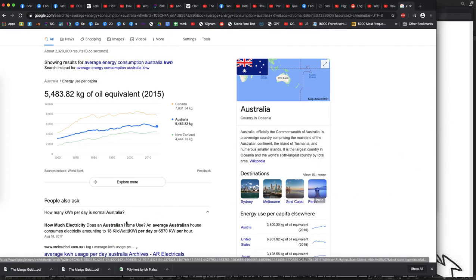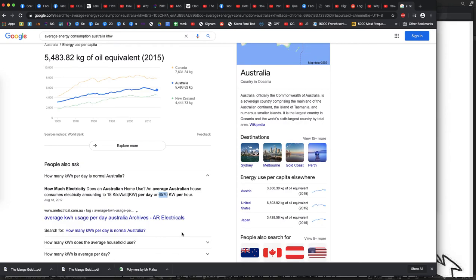Okay, so per day, it depends. When we talk about energy consumption, we're talking about how many watts for how many hours you used. We're turning this energy per second back into a total amount. So for every hour that you play the PlayStation, that's using 200 watts. And most Australians use about 18,000 watts in the day.